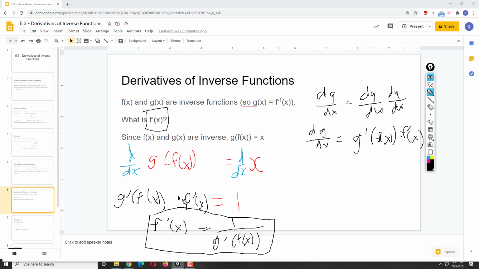In other words, if f and g are inverse, then the derivative of f is 1 over the derivative of g of f. Alright, let's use this to help us solve problems. We'll look at 2 examples.